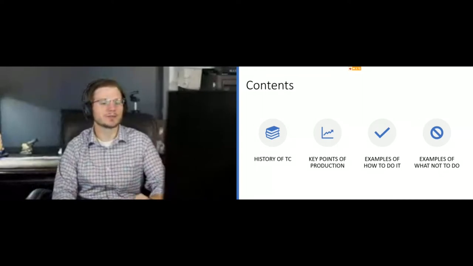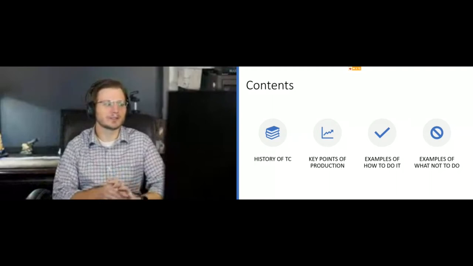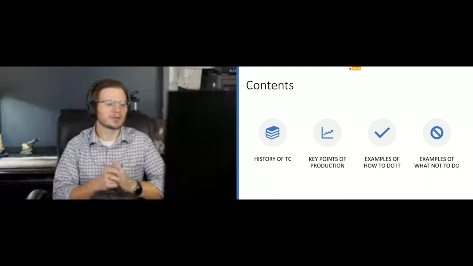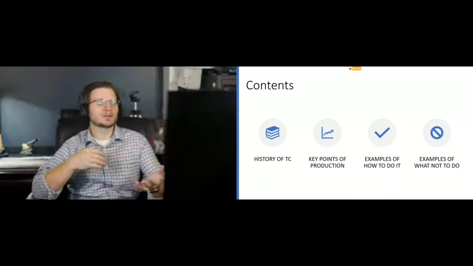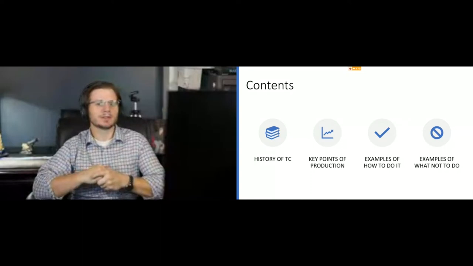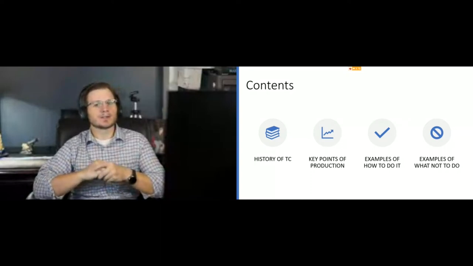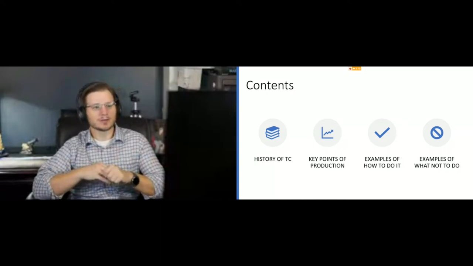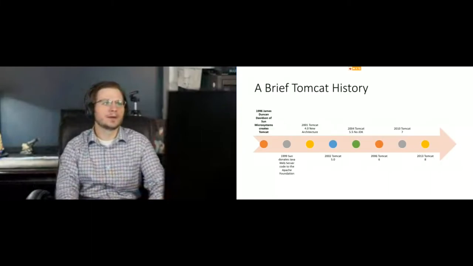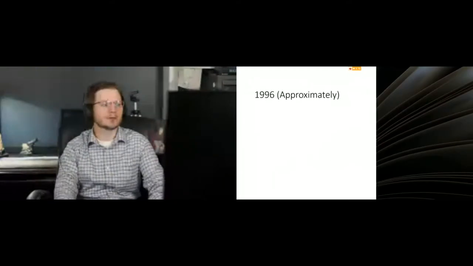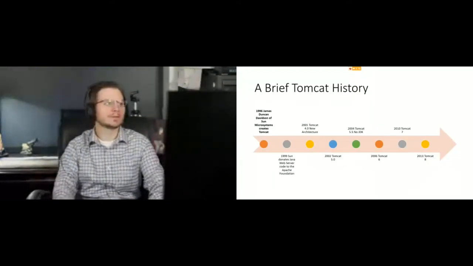I'm going to try and get through as much as I can, kind of a high level, and we'll do a couple of examples. We'll cover a brief history of Tomcat. We'll have some key points that you want to make sure and pay attention to in production. We will talk about some things to do and how you do it. And we'll talk about some things that I've seen people do that you don't necessarily want to do. And I believe I have 40 minutes. So I probably should check that.